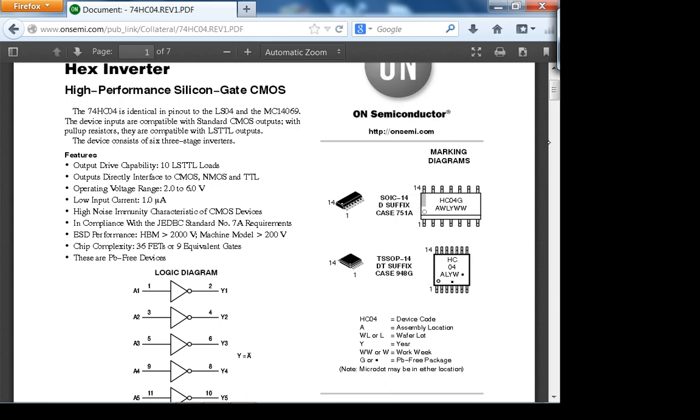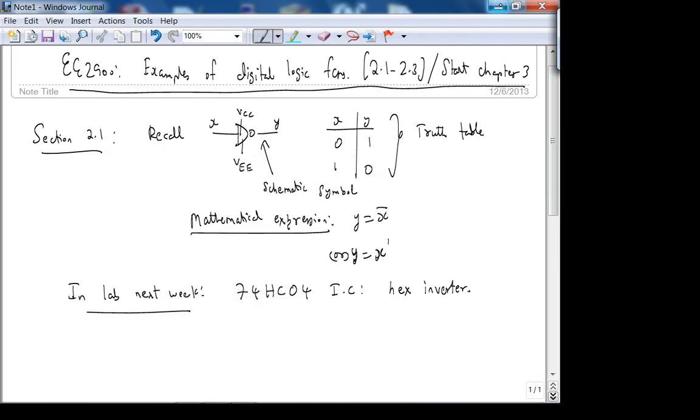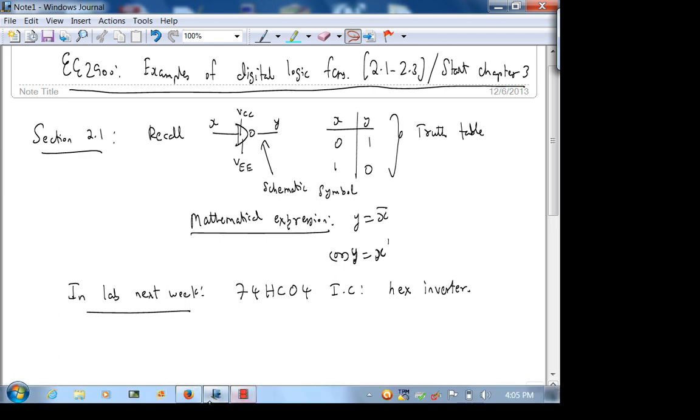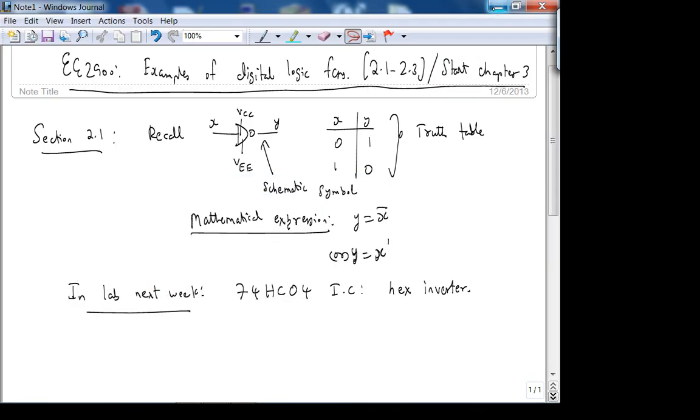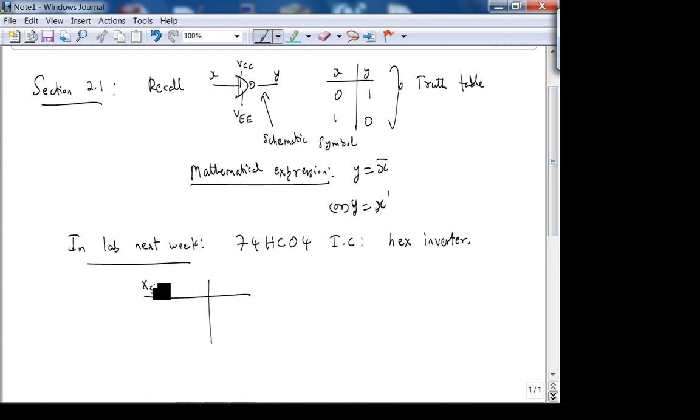But the point I want to make is that this is the functionality of a NOT gate. You can extend it to N bits. In this case, you have 6 bits. With the 74HC04, you could have something like, for example, X5, X4, X3, X2, X1, X0. And notice something. I think your book starts numbering at subscript 1. I use 0. That's the standard. So I'll always use 0. I won't start at 1. So here's 6 bits. And the output is obviously Y5, Y4, Y3, Y2, Y1, Y0.